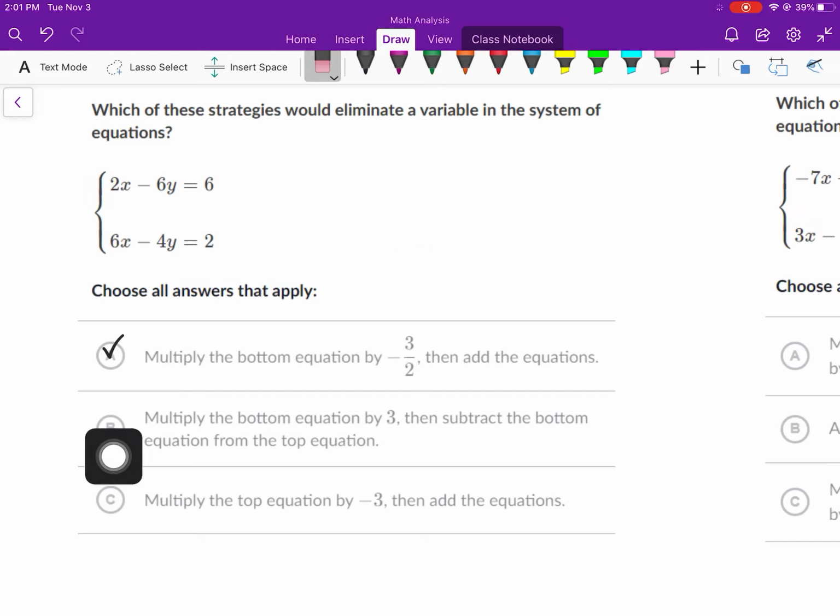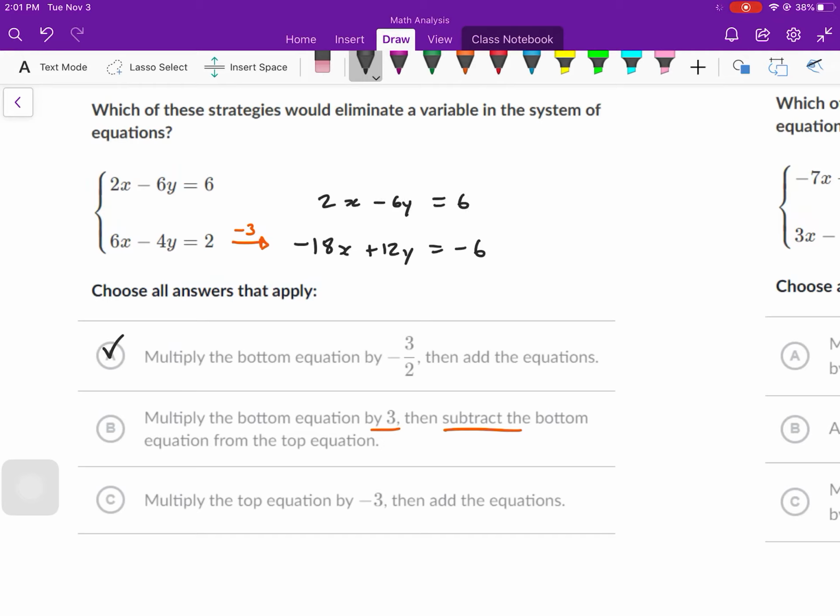So for this one, they're saying let's multiply the bottom equation by 3, then subtract the bottom equation from the top. So if we're going to subtract it, and we're going to be multiplying by 3, let's just multiply it by negative 3. That's the same thing. We're going to be subtracting it, so we're going to have to do the opposite of it anyways. So that gives us negative 18x plus 12y. And this isn't looking good. I think they're trying to trick you by looking at the 6 and the negative 6. They'll cancel out, but you want the variable to cancel out. So that's not good.